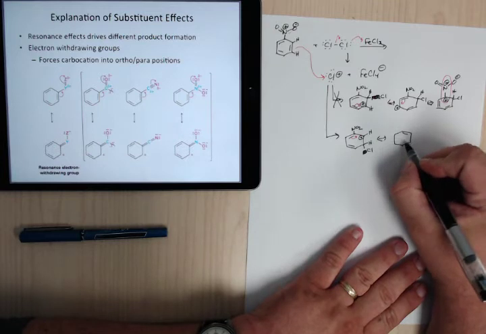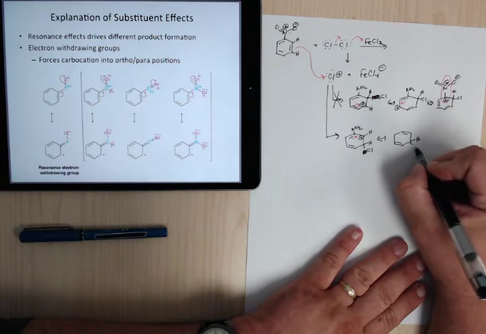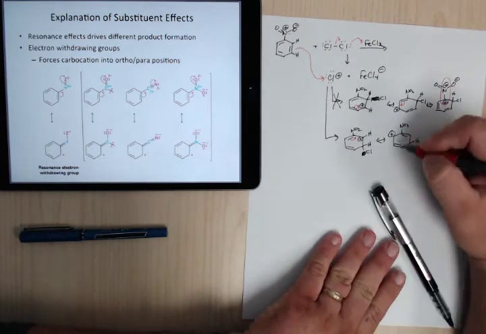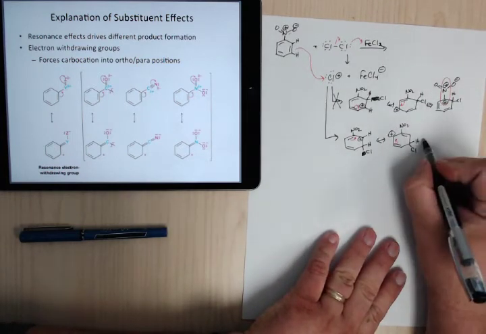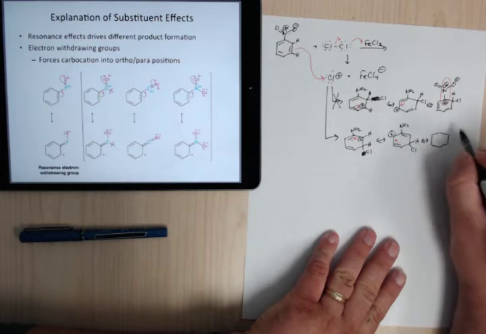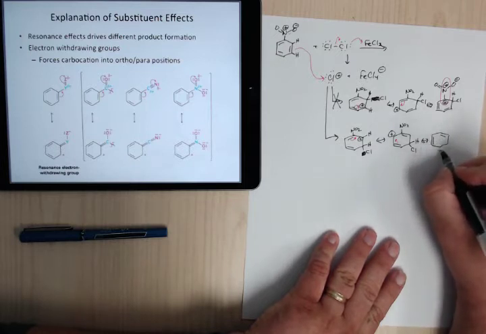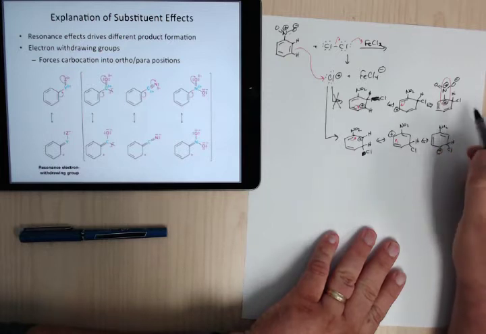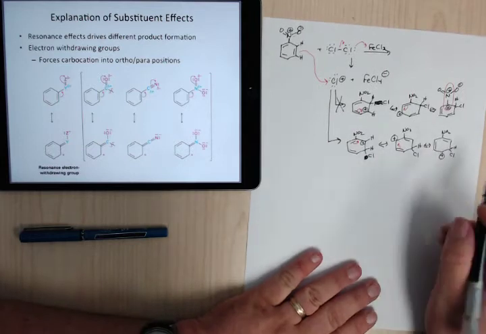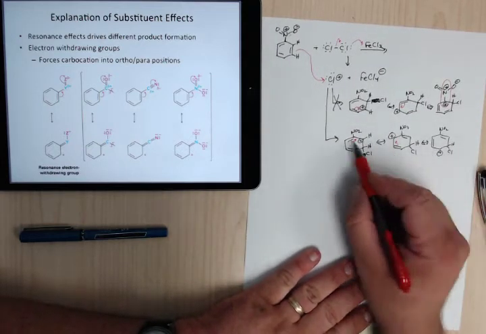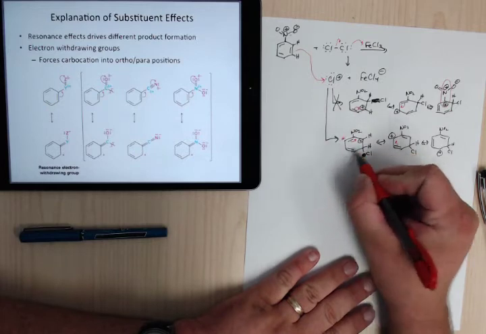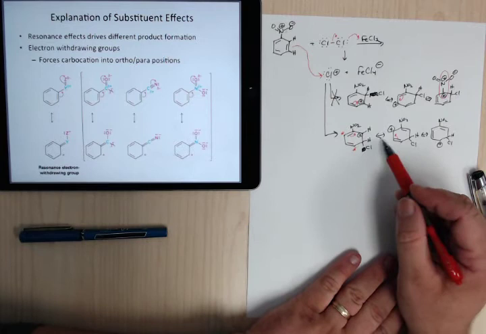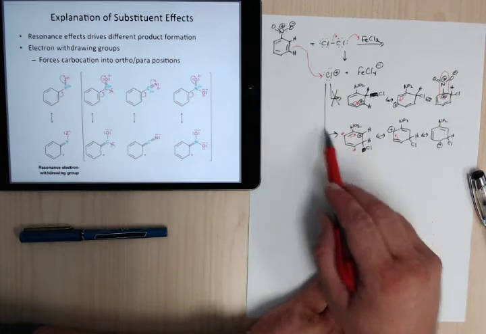So you end up with a positive charge there. In this case, you're going to have a positive charge here, positive charge here, positive charge here. You're not going to be able to have that situation where there's two positive charges right next to each other, and so it's going to go into the meta.